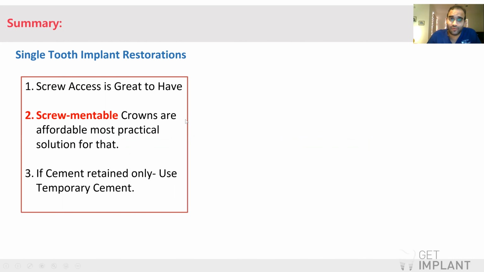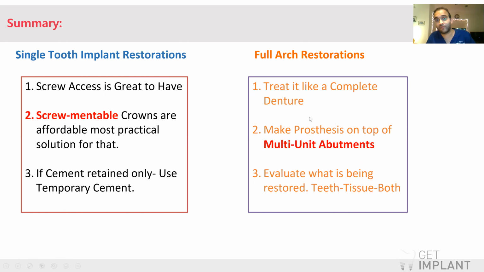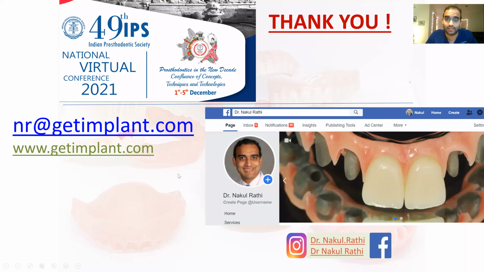So in summary, for restoring these cases, try to use screw-retained crowns. And if you have to go cement retained, just use some temporary cement. And then for full arch, I think using multi-units is the way to go, and is one of the most convenient and predictable ways of restoring these cases.